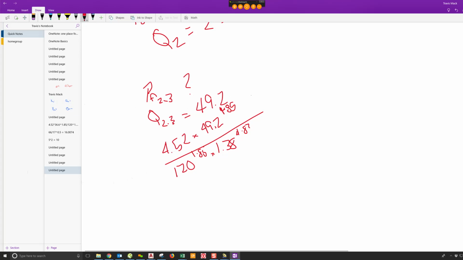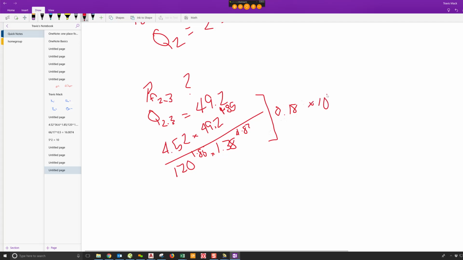So what does the friction loss per foot work out to be here? Let's see if Scott can get this right this time. We take 4.52 times 49.2 to the power of 1.85, divided by 120 to the power of 1.85, divided by 1.38 to the power of 4.87. And I come up with 0.18 again. Do you guys all come up with the same? 0.18?